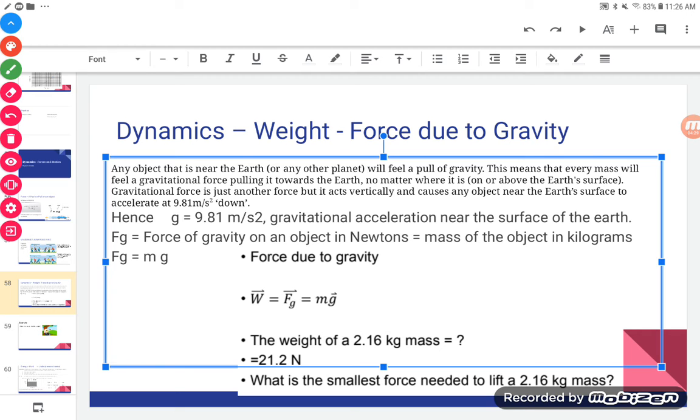So if you have a question here, basically this is saying that weight is force of gravity. So force of gravity is weight. A long story short, mass and weight are not the same thing. Mass will remain constant no matter where you are in the universe. Weight will change based on the gravitational pull on you. Okay, so that's what weight is.